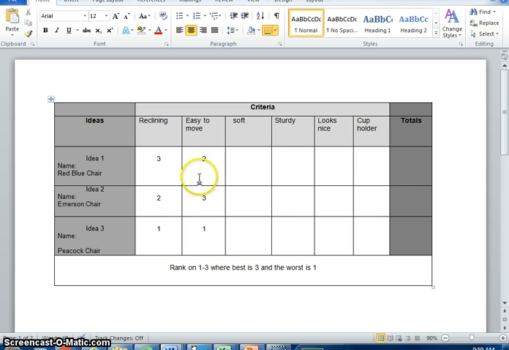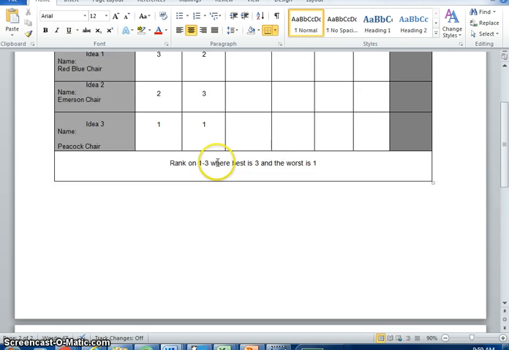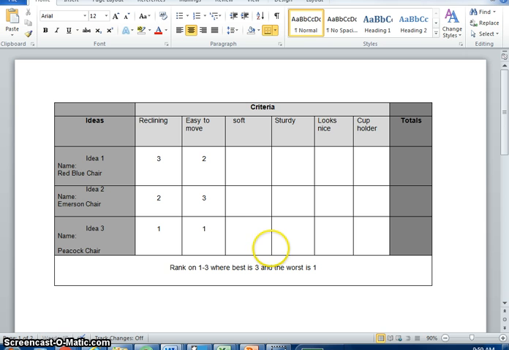Now let's go back up and look at soft. The softest. For number 1, do you think that's the softest chair? Raise your hand. Number 2, softest chair, raise your hand. Number 3, softest chair, raise your hand. It looks like number 3 gets it, followed by number 2, and then number 1. So then this one, and then this one right here.